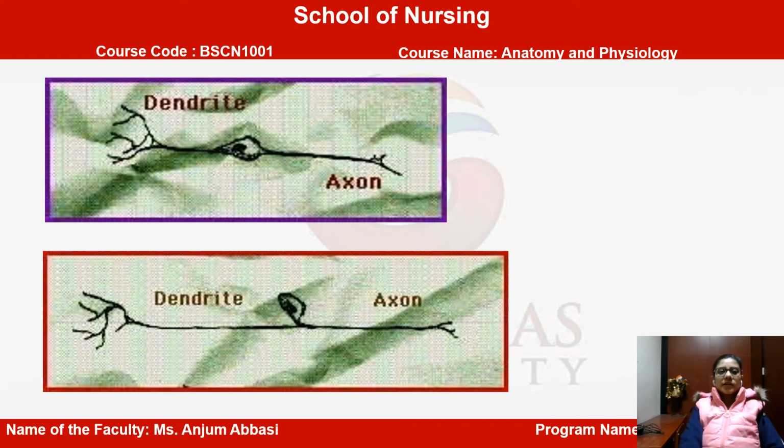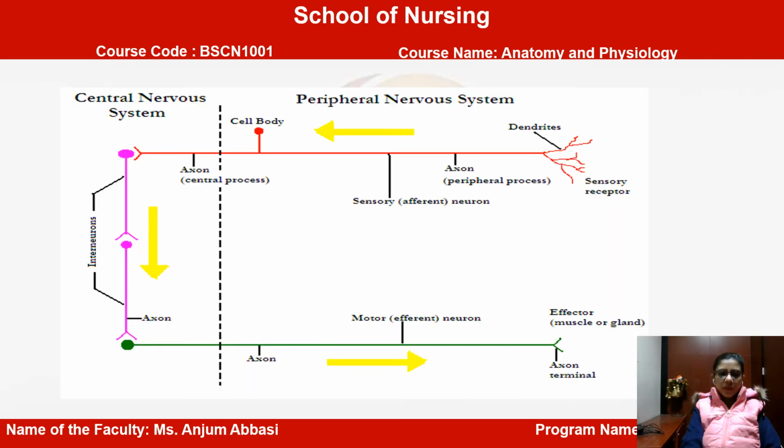So this slide is for structure of neurons. You can say motor neurons. So it's also having dendrites, soma and axons. So it is the same. So in this slide you can see the central nervous system. There is a division in between. There is the central nervous system and this division is for the peripheral nervous system.